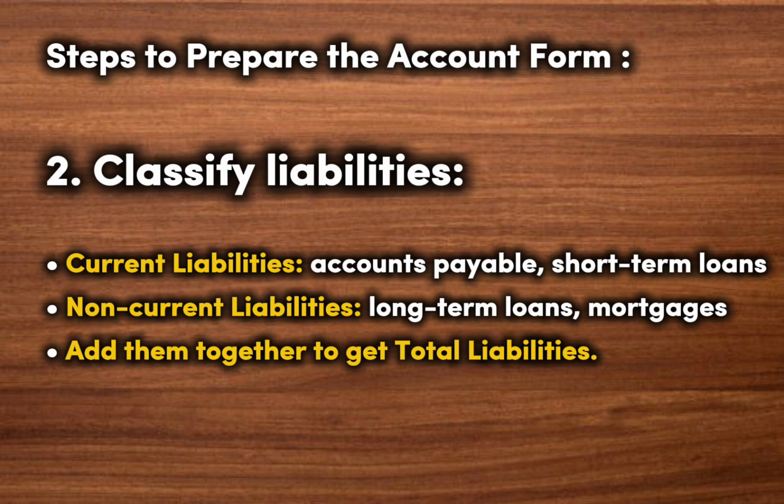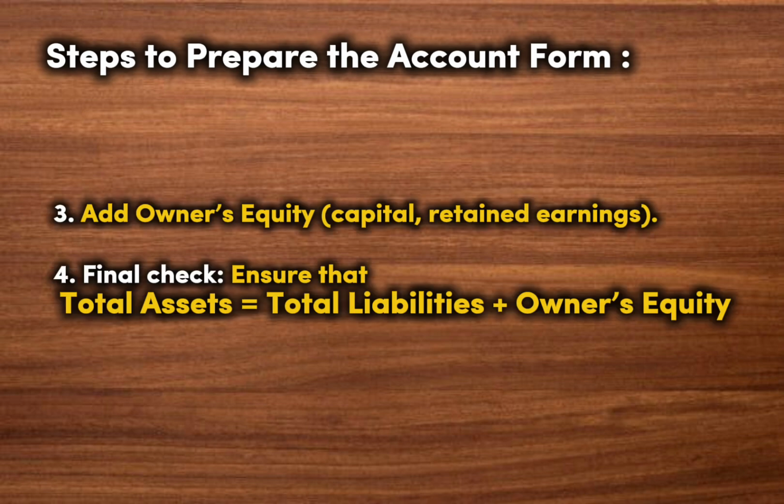Second, we classify the liabilities. We list down the current liabilities, followed by the non-current liabilities. Then we add them together to get the total liabilities. Afterwards, we also add the owner's equity. To do the final check, to ensure that they are balanced, we have to follow the accounting equation, wherein the total assets is equal to the total liabilities plus the owner's equity.